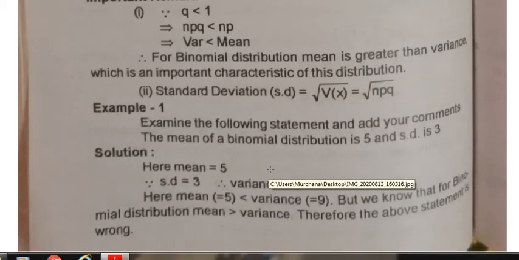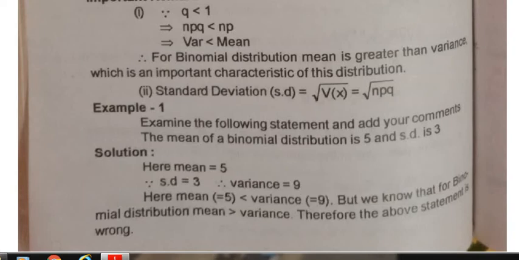Let me discuss an example. Examine the following statement and add your comment. The mean of the binomial distribution is 5 and standard deviation is 3. Here mean is 5 and standard deviation is 3. That means variance is 9, because standard deviation is the positive square root of variance. Therefore, since standard deviation is 3, this implies variance will be 3 squared, that means 9.